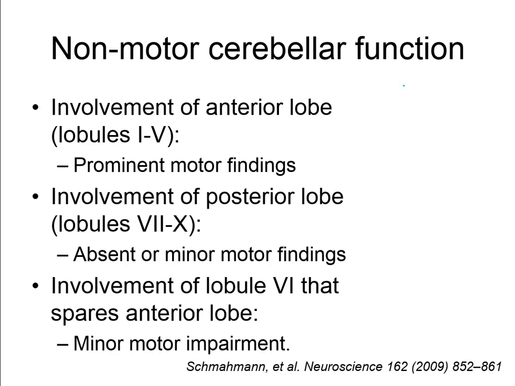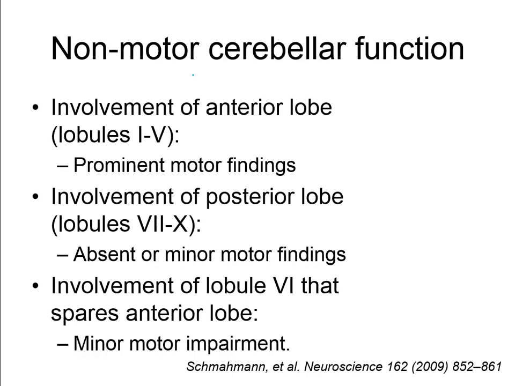So then you can begin to say what drives motor deficit versus cognitive deficit. And that's where it becomes clear that if you have the anterior lobules, 1 through 5, you have prominent motor functions. You have the ataxia, the inability to reach the target, the inability to generate the smooth trajectory, the past pointing, all of those symptoms that we think about as cerebellar disease. The ataxic gait, the inability to balance, the inability to walk in a straight line.